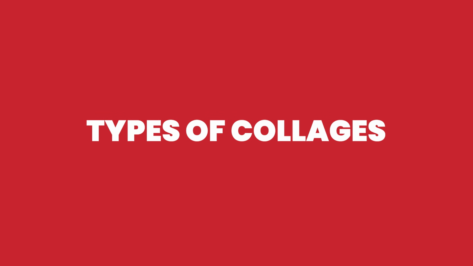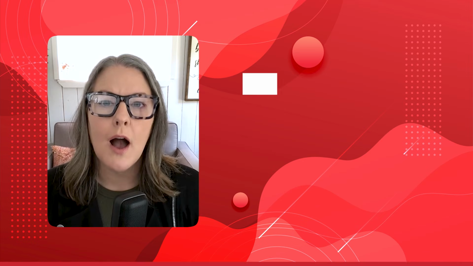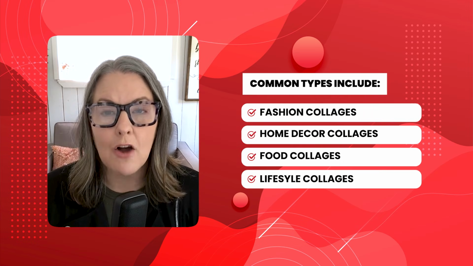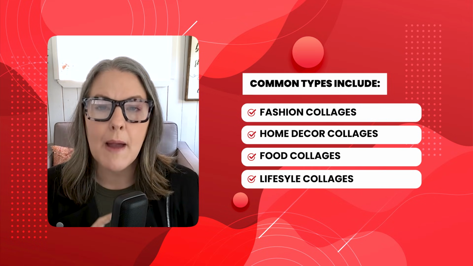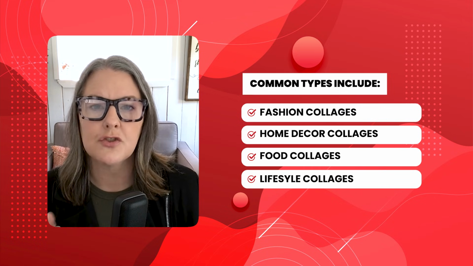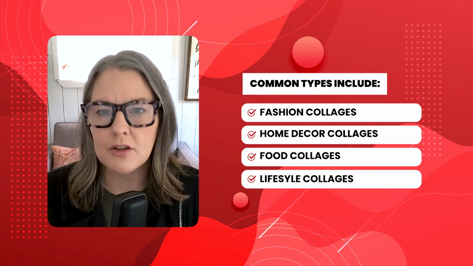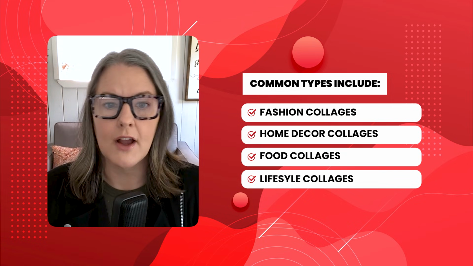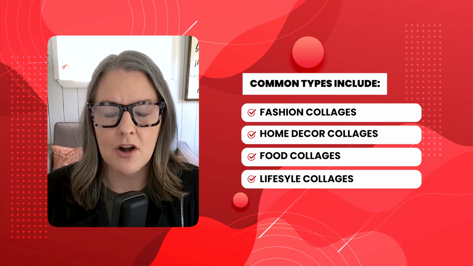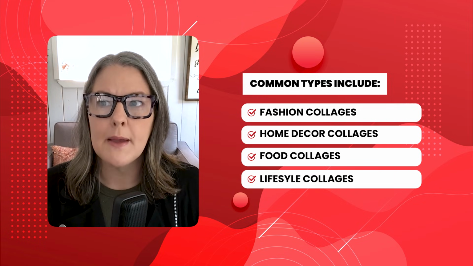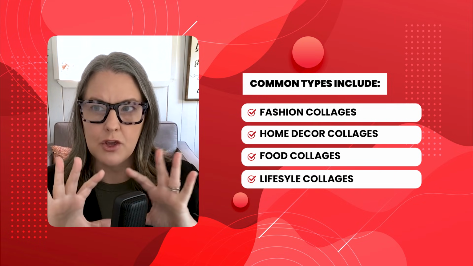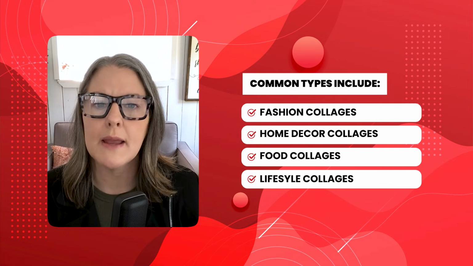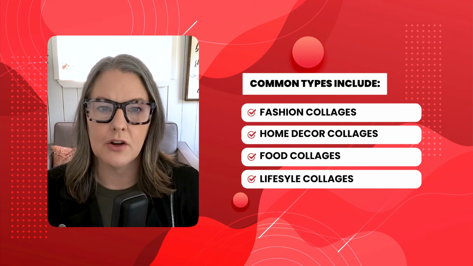So let's talk about the types of collages. Common types include fashion collages, which might show complete outfits, seasonal trends. There might be home decor collages featuring room inspiration or color schemes. Food collages might display recipe collections. Think all pumpkin, right? If you're a pumpkin hater, think all apple pie. Or maybe meal prep ideas that you could pull into one. Or maybe lifestyle collages that might combine quotes, images, and products around a particular theme.